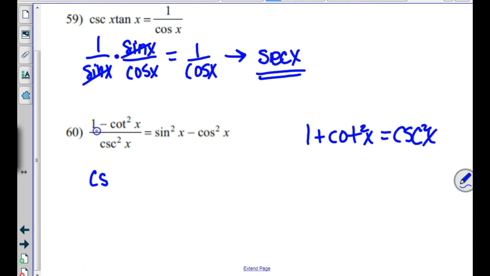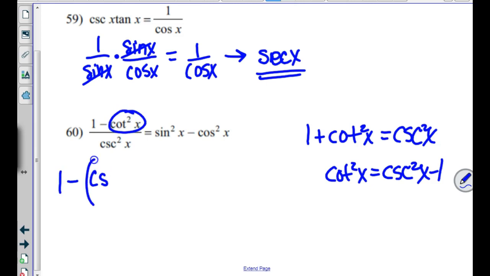There's not one this hard on the test. If we took this and we subtracted the 1 over to the other side, it would say cotangent squared of x equals cosecant squared of x minus 1. Then if we put that in up there, it would say 1 minus, in place of this, cosecant squared of x minus 1. Yep, and distributed the negative, then we now have 2 minus cosecant squared of x. This is not going anywhere fast, is it? Yep, I think we should skip this one.